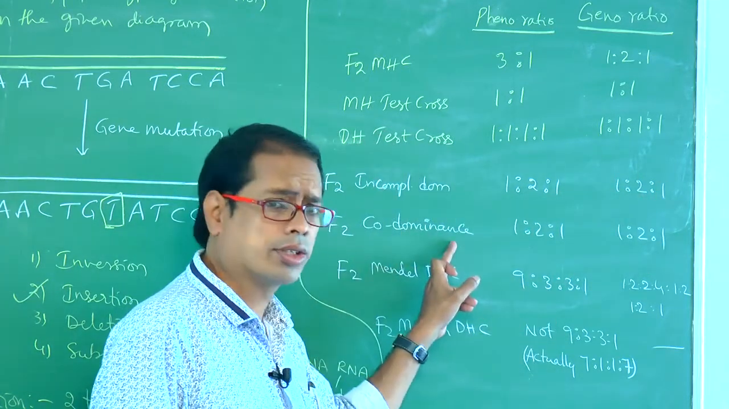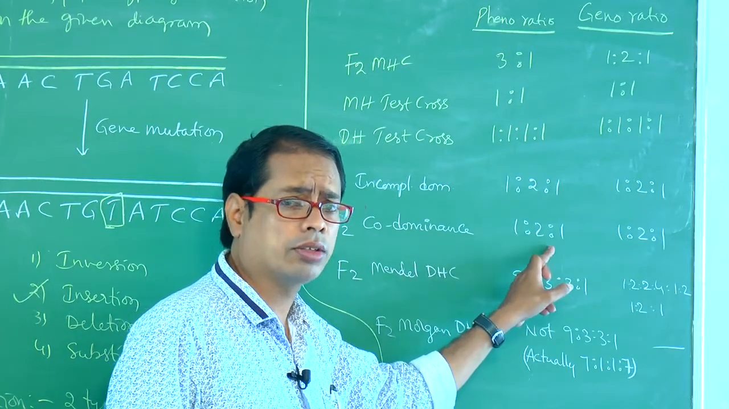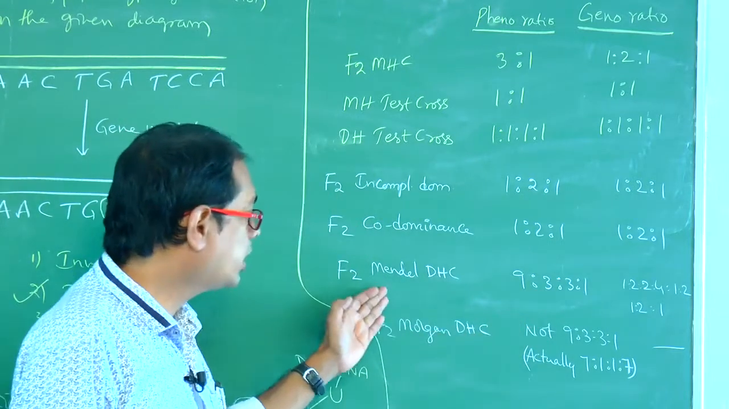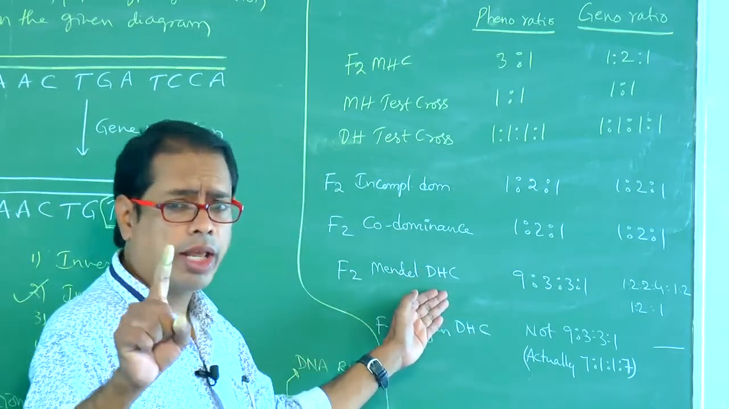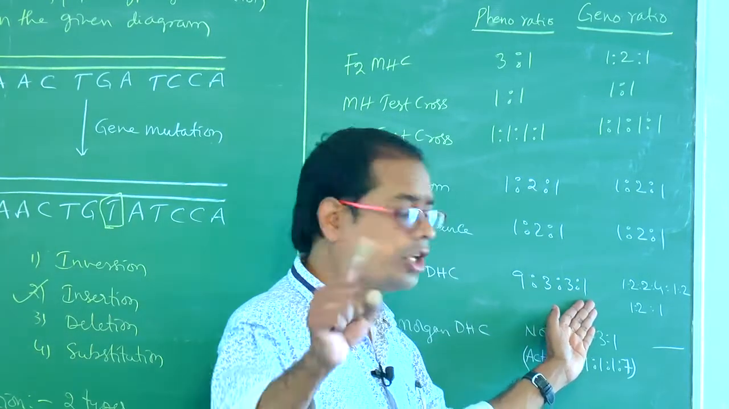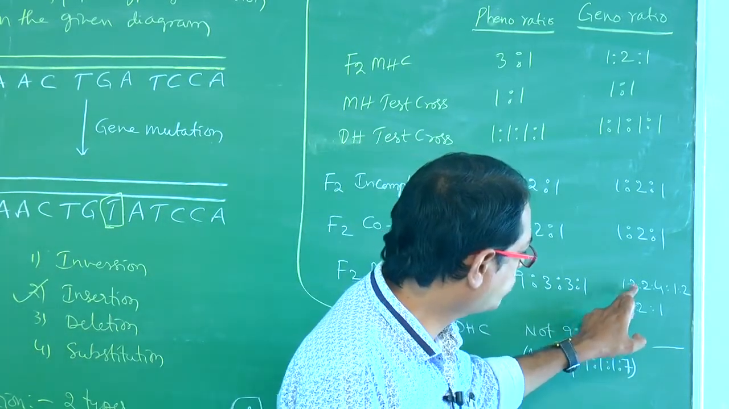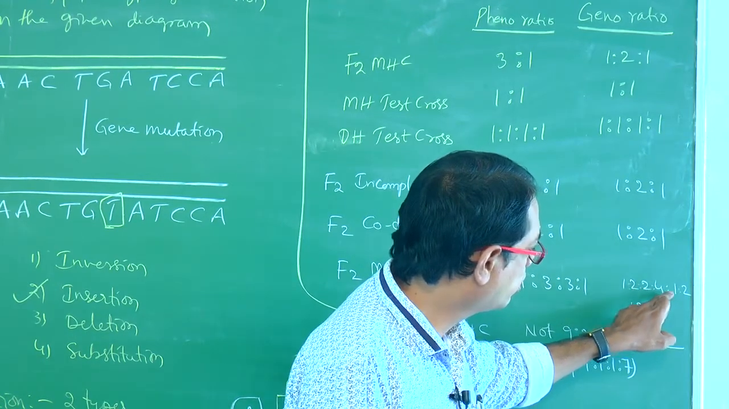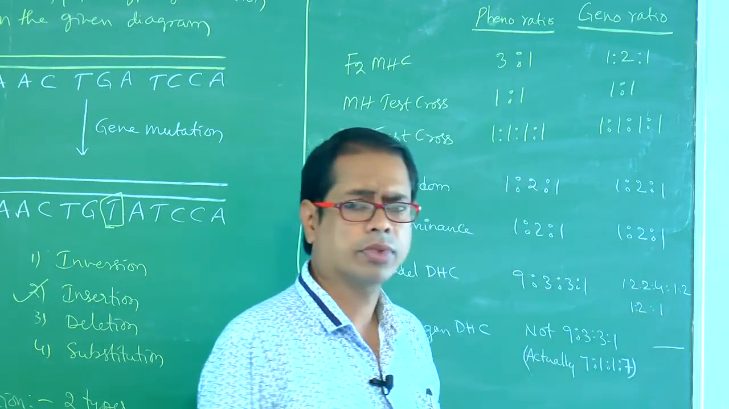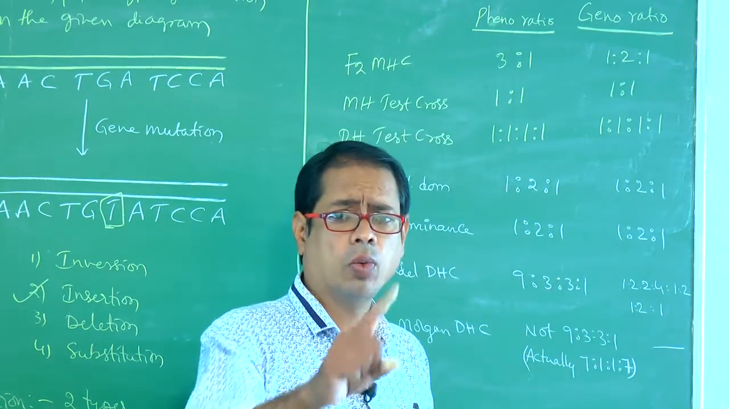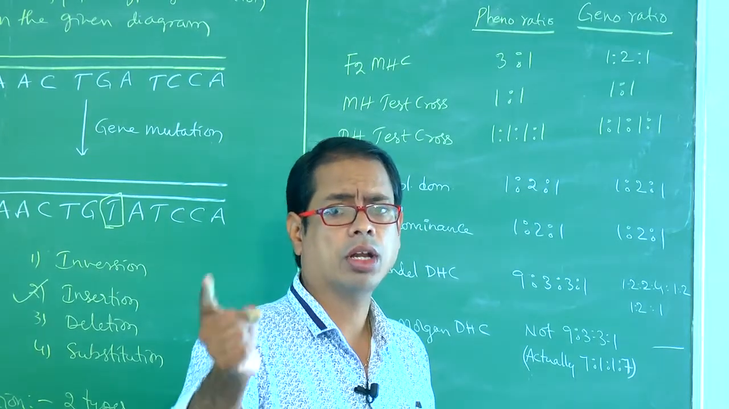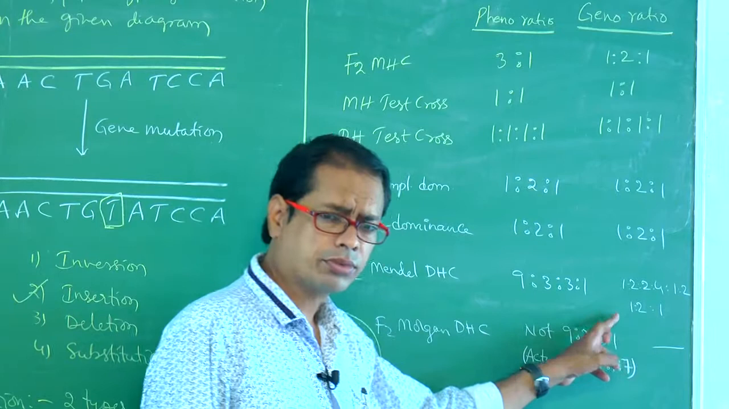F2 codominance 1:2:1. Genotypic ratio 1:2:1. F2 Mendel dihybrid cross phenotypic ratio 9:3:3:1. Genotypic ratio 1:2:2:4, 1:2:1, 2:1. How can we split 9? 1 2 2 4, 3 1 2, another 3 1 2, last one 1. Like that we have to split.